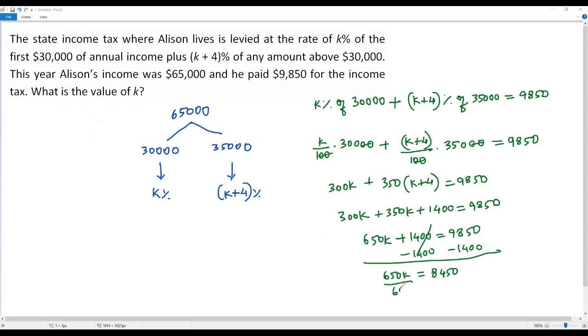Okay, our aim is to get the value of K according to the question. So for that, we have to divide both sides of this equation by 650. When I do so, this 650 will cancel out. I'm getting K on the left side. On the right side, when I divide 8,450 by 650, I'm getting 13. Okay, here I got the value of K. The value of K is 13.